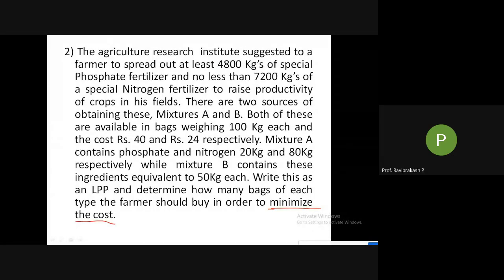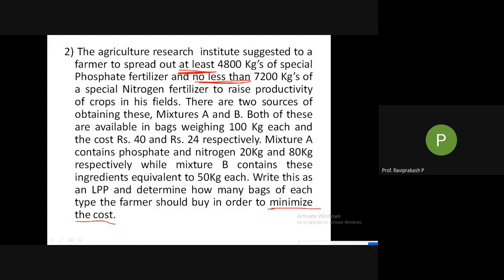I'll just mark some of the important things. Here the farmer needs 4,800 kg of special phosphate, at least. This is very important: at least. While you are formulating, you'll get to know why at least. And no less than. This is again important: no less than. The only things to remember are that it is a minimization problem, at least, and no less than. This is a kind of hint that I am giving you.